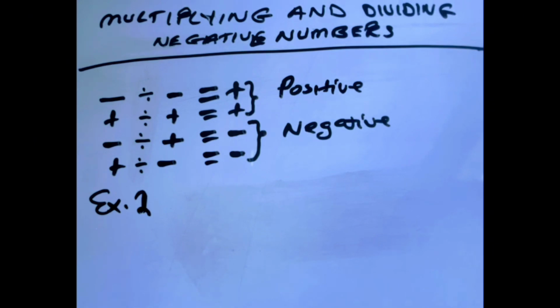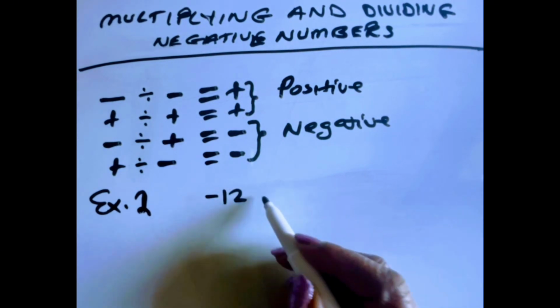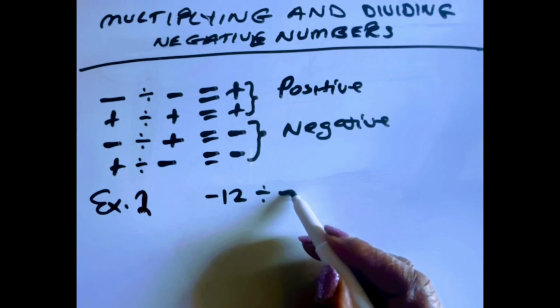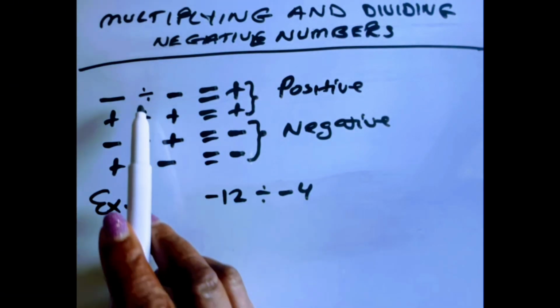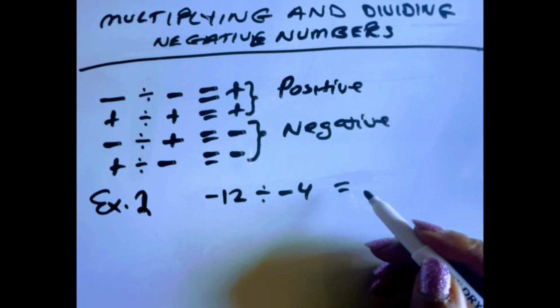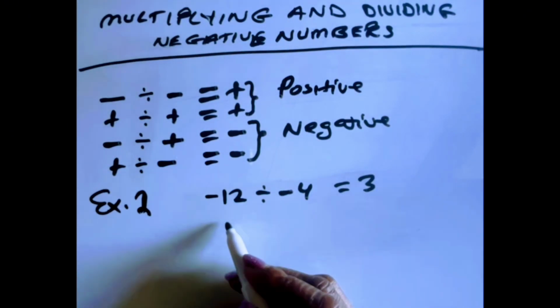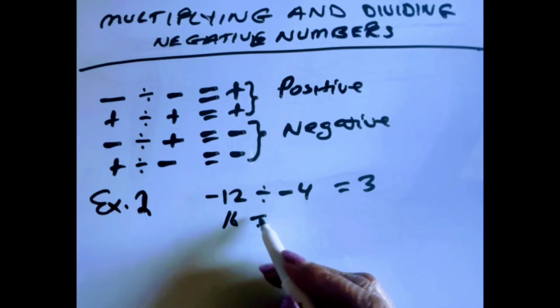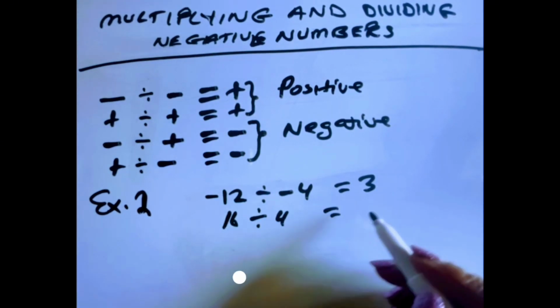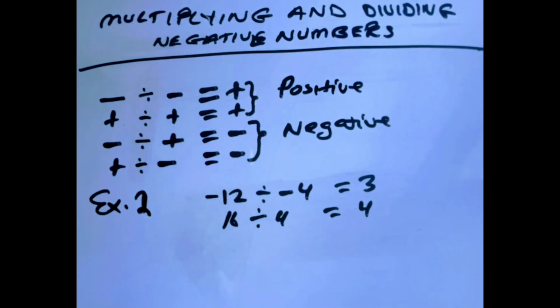Like I mentioned before, division and multiplication will follow the same rule. What if we have a -12 divided by -4, where they are both negative, so the answer will be positive, and here the answer is 3. And what if we have two positives, a 16 divided by 4? The answer will be +4 because it's a positive and positive.